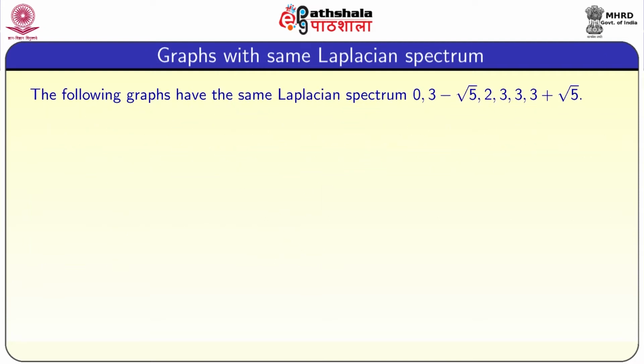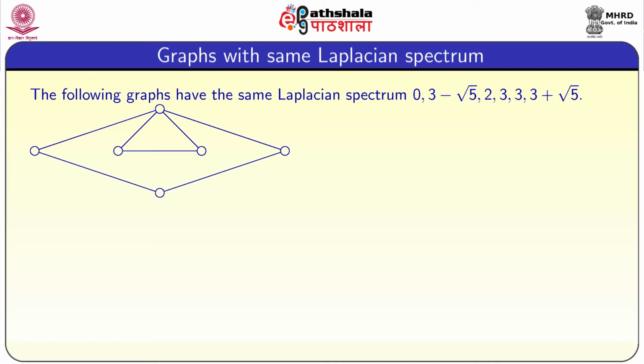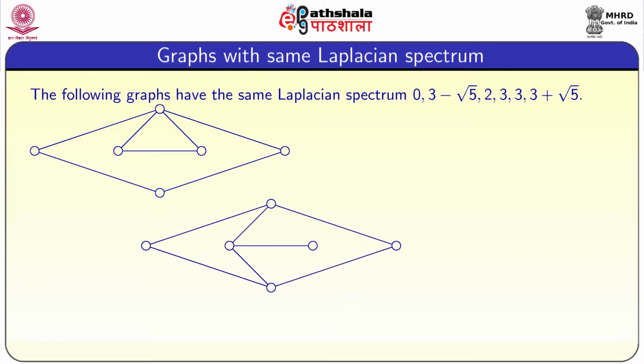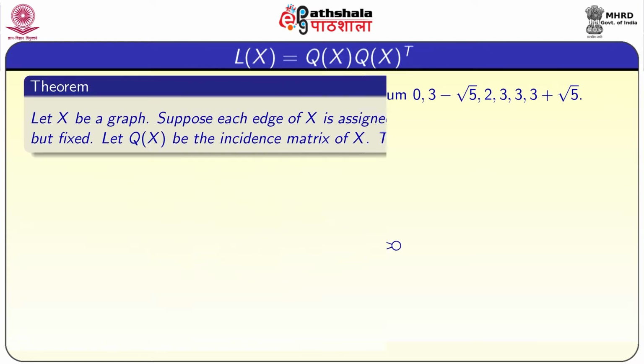Now we will see graphs with the same Laplacian spectrum. The following graphs have the same Laplacian spectrum 0, 3 minus root 5, 2, 3, 3 and 3 plus root 5. So, one has to check this. This is one of the graphs and another graph is given like this. Both the graphs have the same Laplacian spectrum, and it is also an exercise to check that their adjacency spectrum need not be the same. So, one has to check whether it is true or not.